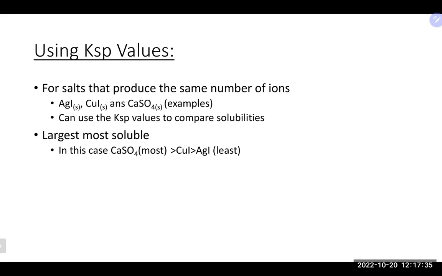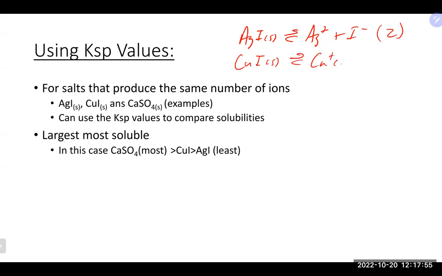when we do have salts that basically produce the same number of ions. So we have a list here of silver iodide, which will produce silver and iodide. That is 2 ions. We have copper 1 iodide producing copper and iodide. That again is 2 ions here. And obviously our calcium sulfate, when it breaks apart, gives a calcium ion and a sulfate ion, which is 2.